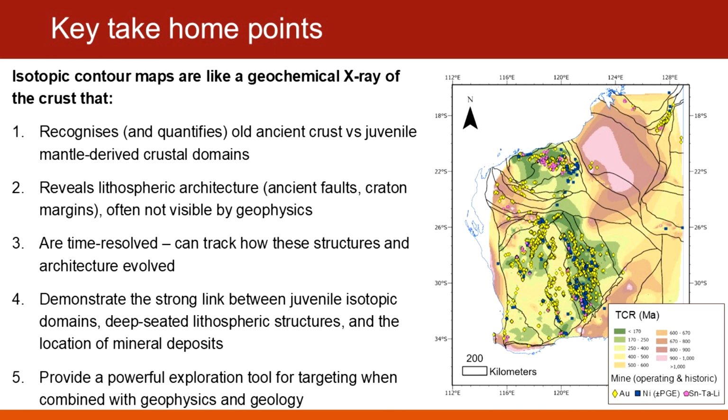And what you can see in this map, just overlain on top of it, is the location of operating and historic gold, nickel, and also lithium or tin tantalum lithium mines. And you can see that most of them correlate to these juvenile isotopic domains. So there's a strong link between juvenile isotopic domains, long-lived deep-seated lithospheric structures, which are focusing fluids and metals and causing them to be deposited within these domains, and the location of these mineral deposits.